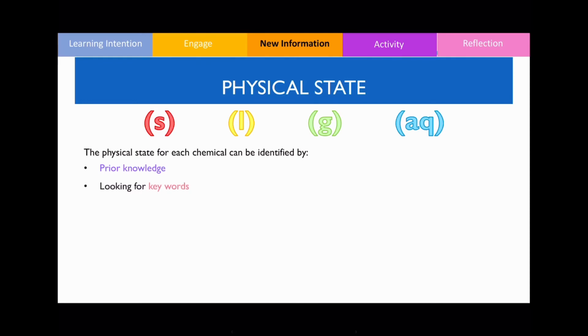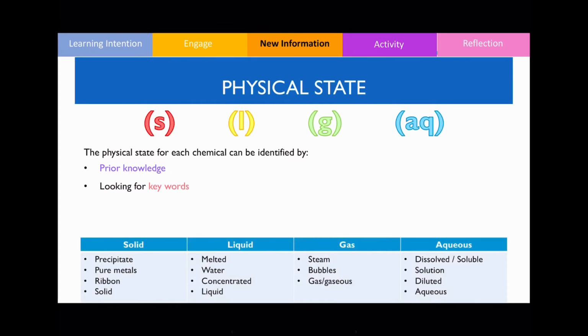You also need to look and recognize some key words. So what I've done is generate a table over here to show you some of the associated words with each of these four states of matter. For instance, if you see the word precipitate, pure metal, solid, ribbon, then that should automatically tell you that substance is in the solid state. If something's in the liquid state, it will be the word melted or concentrated. For gas, you would see the word steam or bubbles. And for aqueous, which means dissolved in water, it will mean soluble, diluted, or solution.